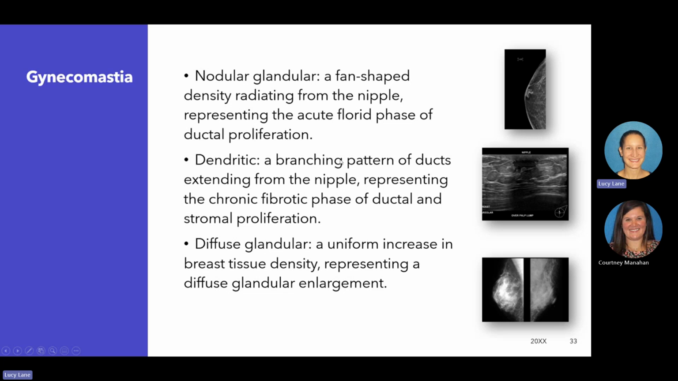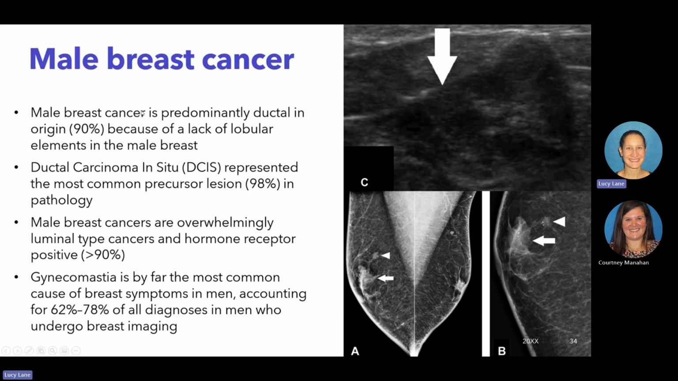And then in general, what we're looking for is nodular is a little fan-shaped density. It can often be uncomfortable for the patient or painful, and we see people for lumps. Same thing, so the dendritic phase, you get that branching pattern of duct, sort of flame shape, and that's the chronic fibrotic phase of ductal and stromal proliferation. And then diffuse glandular is you just have an increase in breast density and enlargement.